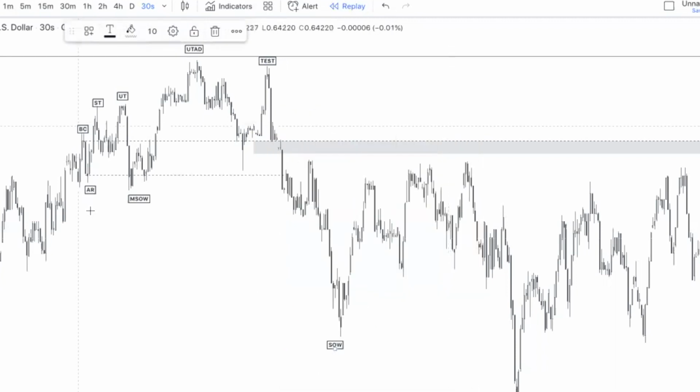BC's all within the AR. ST's testing the range. UT has to come back in the trading range 50%. MSO has to be lower than the AR. UTAD has to be higher than UT. Test is just after the UTAD, just has to be lower. Sign of weakness has to be lower than the MSAL.